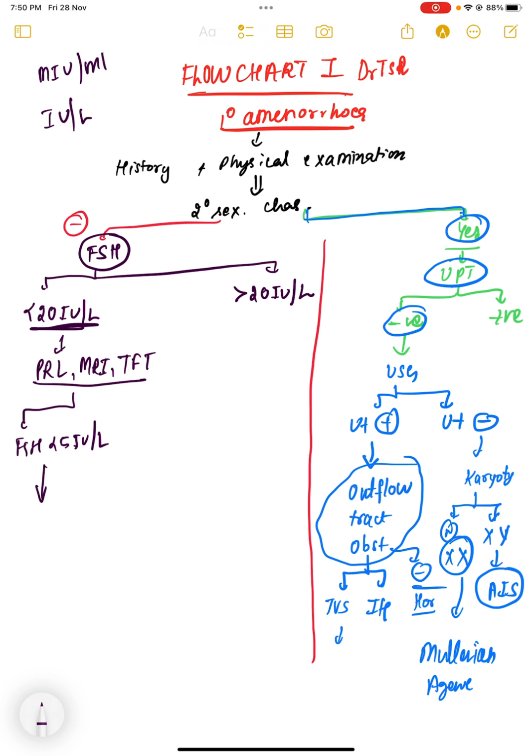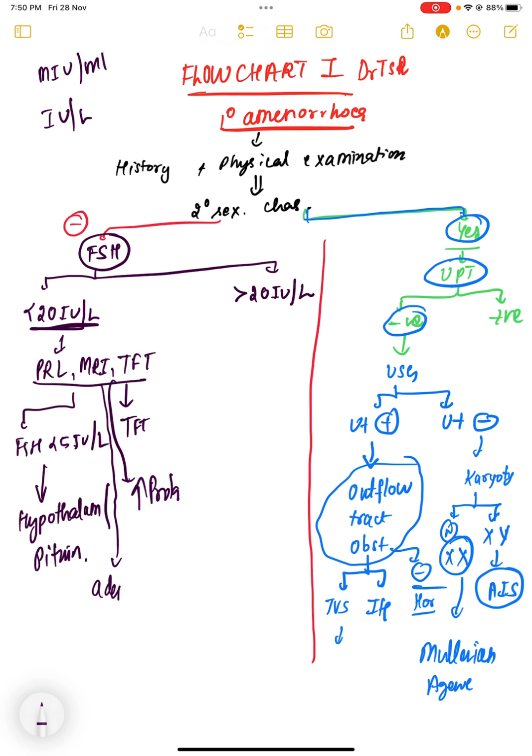If FSH is less than 5 but others are normal, like MRI is normal, TFT is normal, then you think of either hypothalamic dysfunction, there is a problem in the hypothalamus, or even pituitary dysfunction. Or TFT can be abnormal, or there can be increased prolactin, hyperprolactinemia, or there can be MRI problem, that is structural abnormality, adenoma, microadenoma or macroadenoma. Or FSH can be between 5 to 20 also, that I will tell.